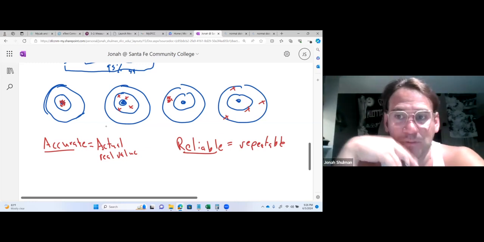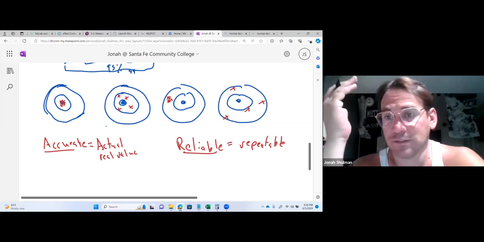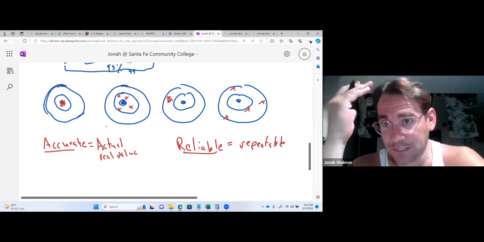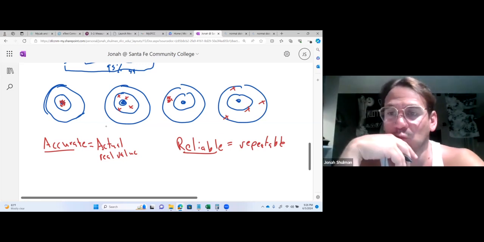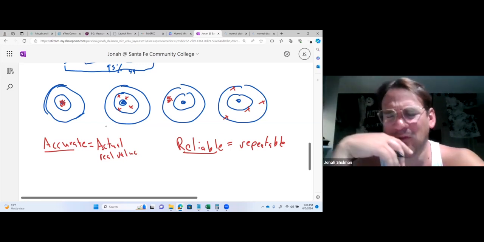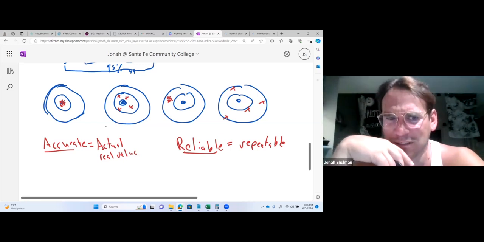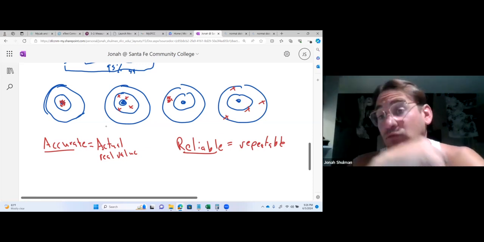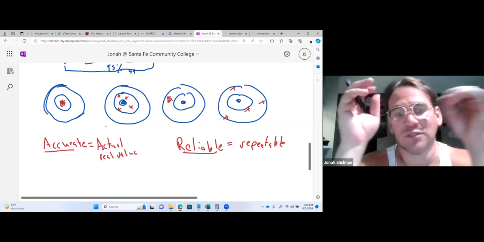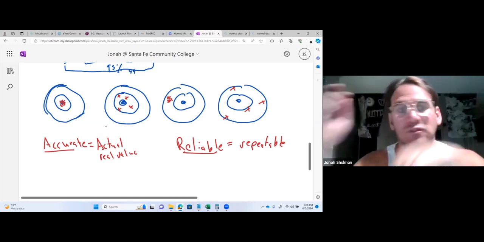All right, so let's try it again. Let's say I still weigh 160. I get on the scale. It says 163. Okay. Then it says 159. I step off, get back on. It says 161. This is a very accurate scale, but it is not reliable. So accurate really means the actual value, and reliable means repeatable.